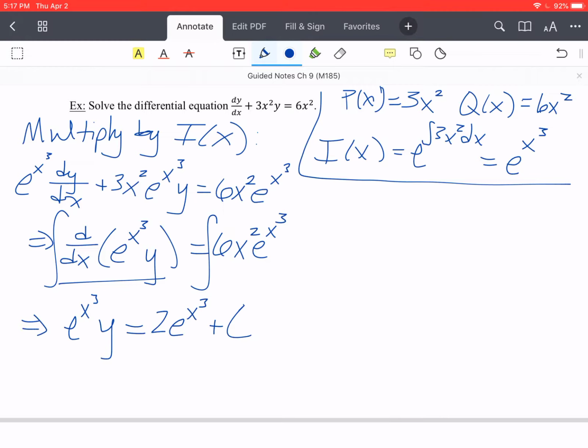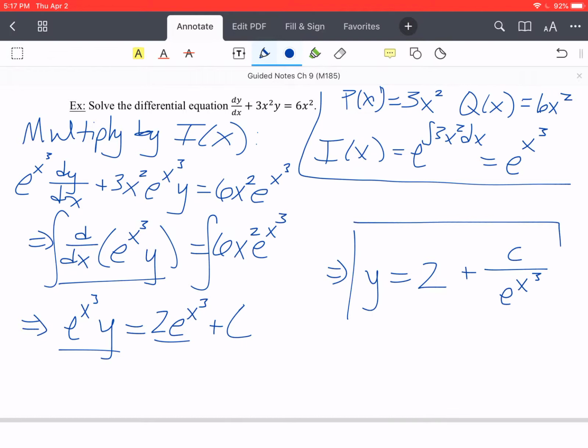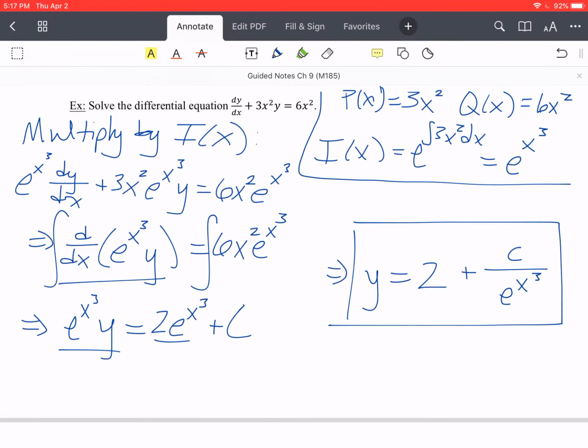Okay, and then because this is our final solution, we will end up leaving the plus c in there in this circumstance. So then divide away that e to the x cubed term to isolate the y. So we get y equals 2, right, because you divide by e to the x cubed there, plus c over e to the x cubed. And then if we wanted to get an initial value problem, we could solve for what that c value is. But this is our general solution for this first order linear differential equation.